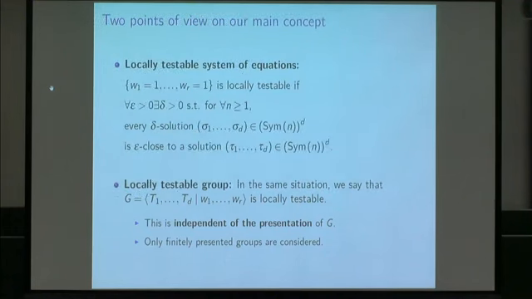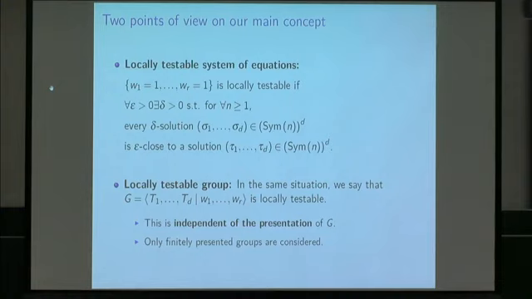And the definition of a locally testable system of equations is that this system, w1 equals 1 up to wr equals 1, is locally testable if for every epsilon there is delta, such that for every size of permutations, no matter how large, every delta solution is epsilon close to a solution. Yeah, that's the same definition Alex gave.